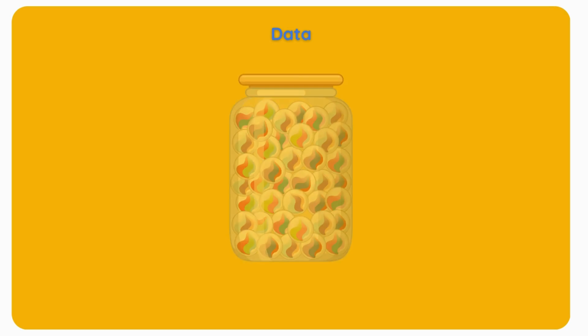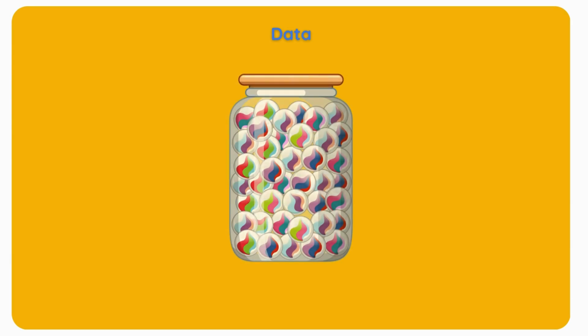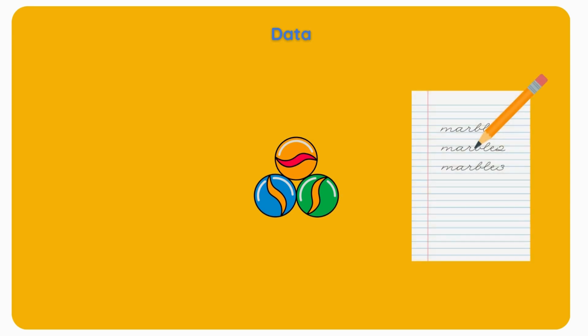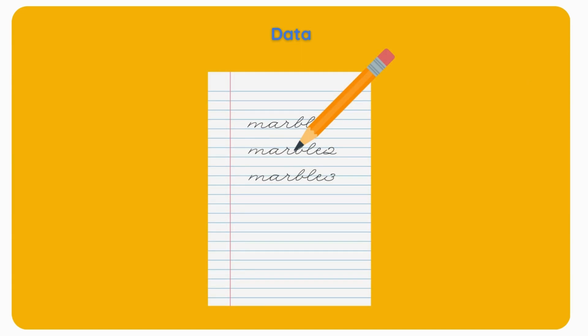Let's talk about the data. First, imagine you have a box of different colored marbles. Each marble is like a piece of information. Now, if you write down the colors of all the marbles on a piece of paper, that paper is like your data. It's a way to keep track of all the information about the marbles.